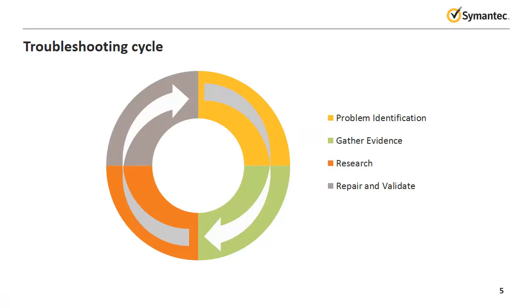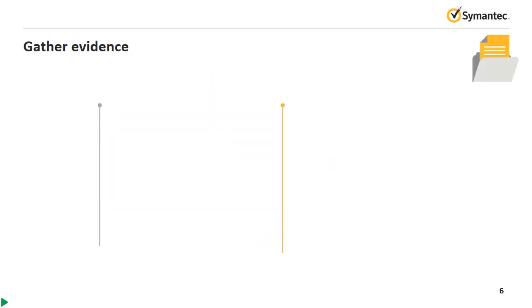This slide shows a systematic approach to the troubleshooting cycle, meaning that you may have to gather evidence, research, repair, and validate multiple times. A good example of this would be if you have a server experiencing multiple issues. You may have to go through the troubleshooting cycle multiple times before the server can be put back online.